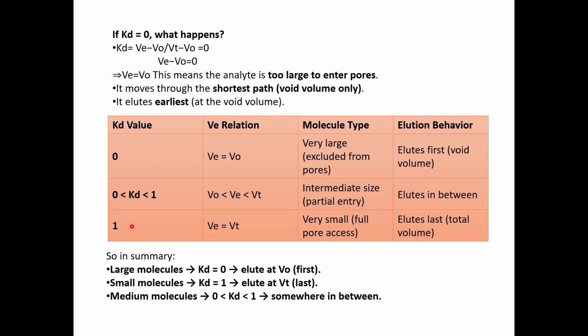If your KD is 1, that means it enters through the pores, it has full access. So your elution volume will become your total volume and it will elute out at the end. So basically, to summarize, large molecules will have KD equal to 0 and will elute at V naught, that is in your void volume, first itself. And small molecules, KD equal to 1, will elute out last in your total volume. Then medium molecules will have intermediary partitioning, so they will have your elution volume somewhere in between your void volume and total volume.